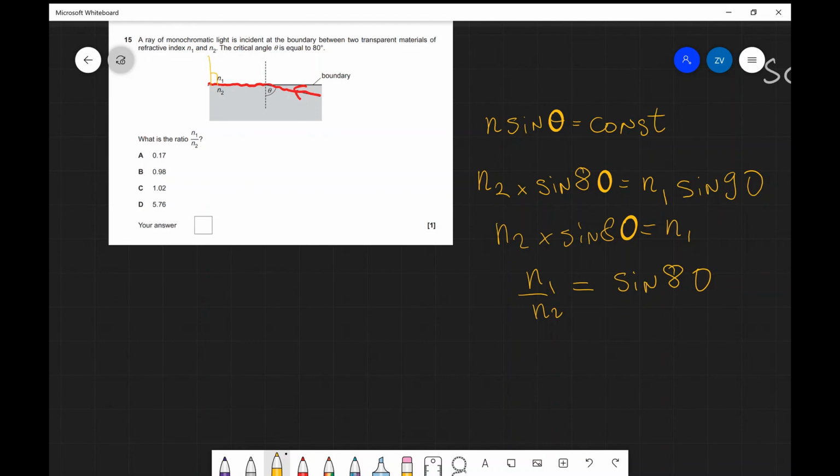And if we put that into a calculator, this is going to equal 0.984. Let's round that up to 0.98. So the correct answer is B.